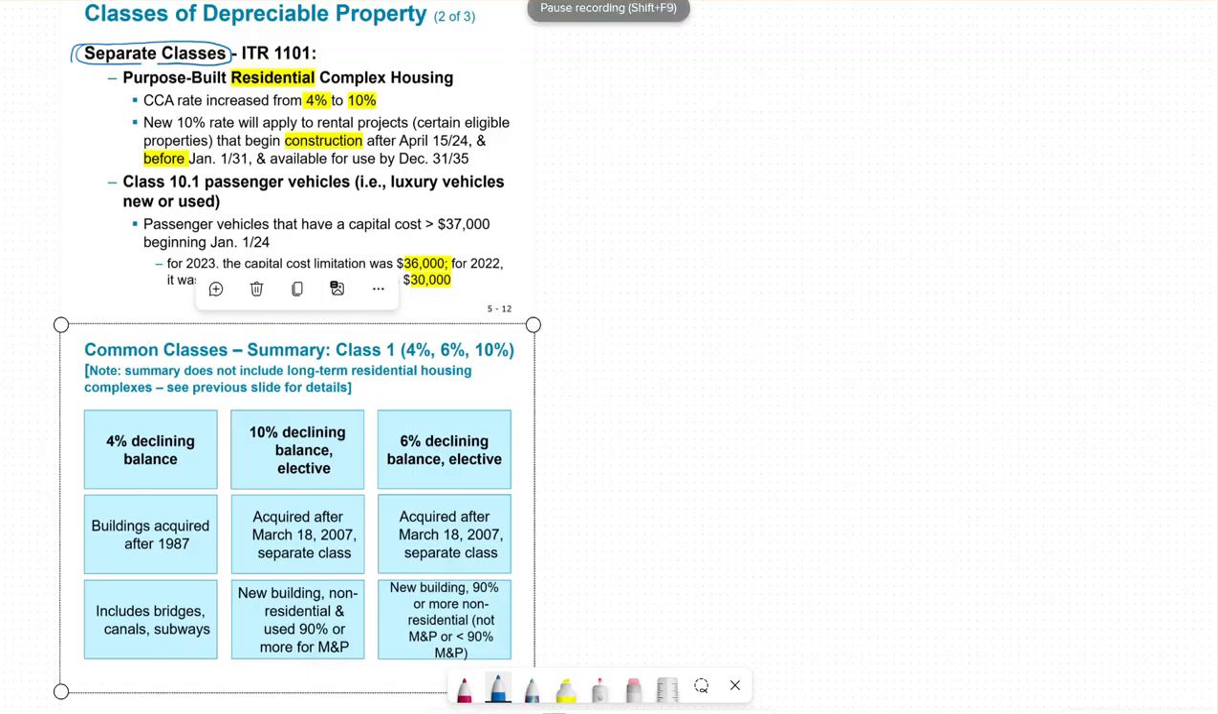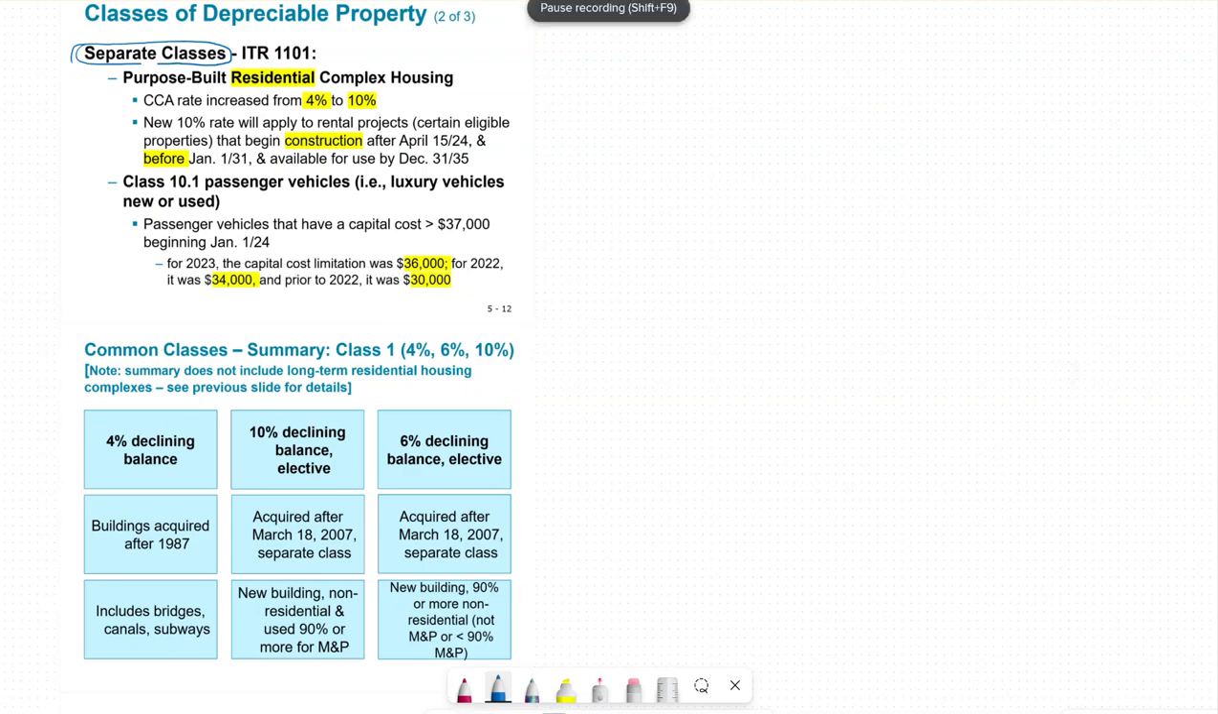Now when we talk about separate classes, depending on the asset, they fall under a different class. Every class has a CCA rate that we can write off in the year. So these are some of the examples, some of the depreciable properties that are used more in real life situations.